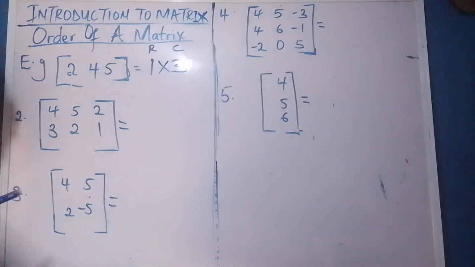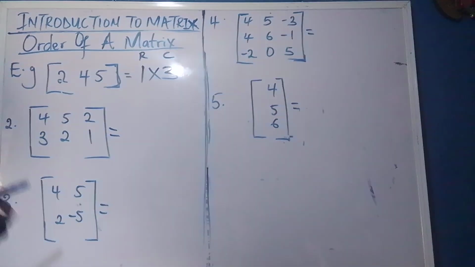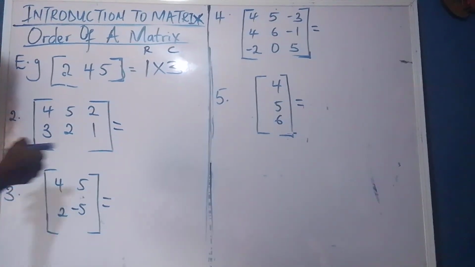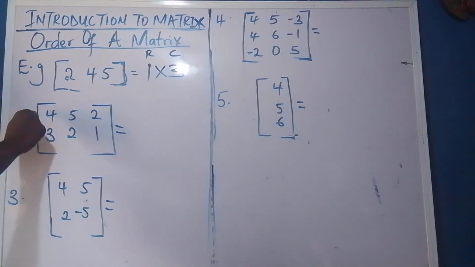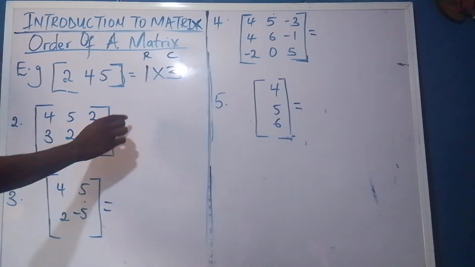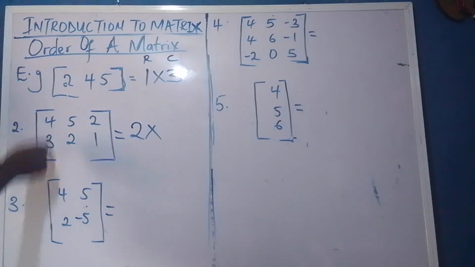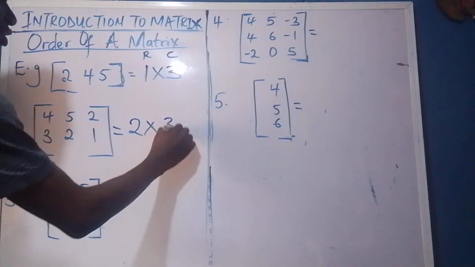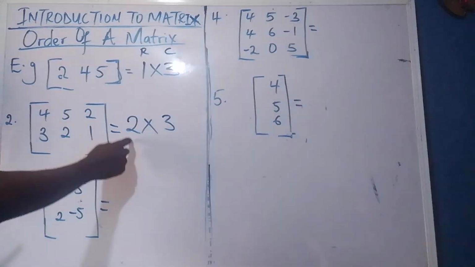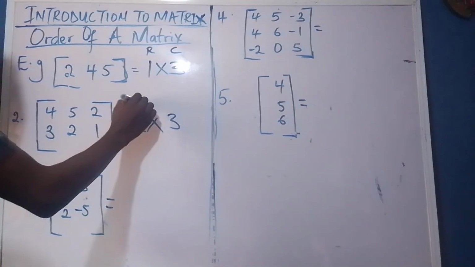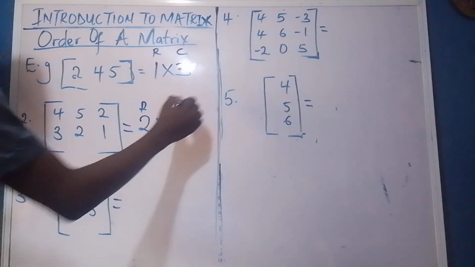Then 3 represents the column. You understand? These are 3 columns. Now question number 2. What is the order of this matrix? We have 2 rows, then columns 1, 2, 3. That's 3. So the order of this matrix is a 2 by 3 matrix. This 2 represents the row and 3 represents the column.